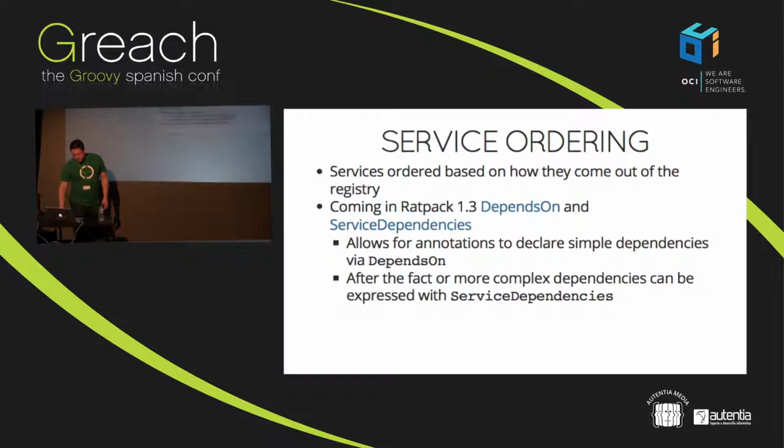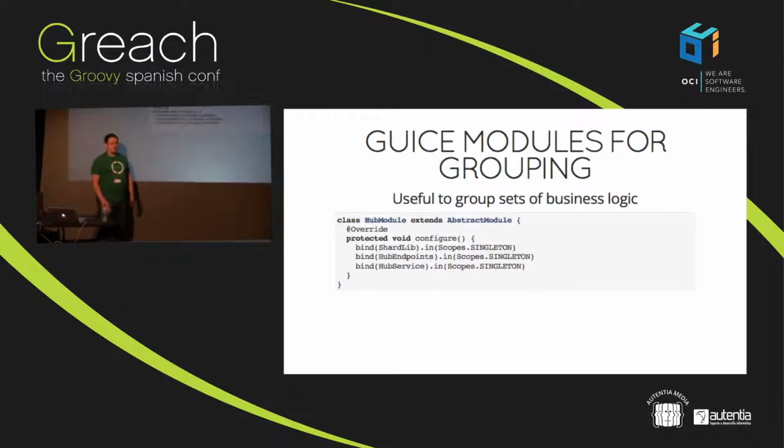So I've talked a little bit about Guice. Guice is the default registry backing. You can also use Spring if you're going to do Spring Boot with Ratpack, and that's possible. But most of the time we just end up using Guice. And so what we'll do is create these abstract modules, and it's just a Guice module, and then we'll group. You'll see we have a service, a library, and endpoints. And the endpoints is the chain that we talked about before.